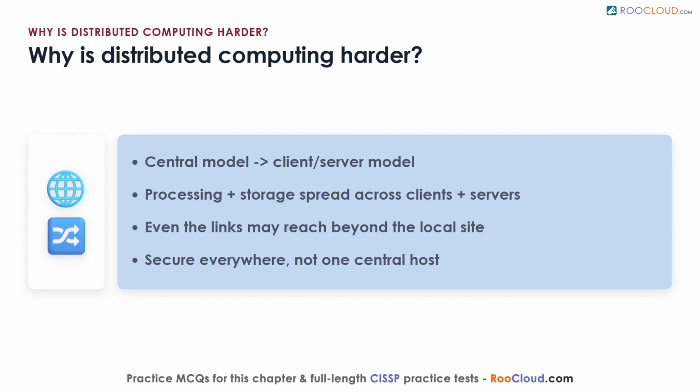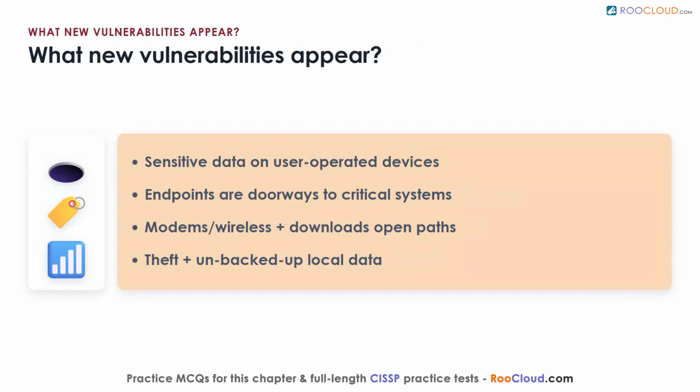What new vulnerabilities does a distributed environment introduce? Ones that a single central system never faced. Desktops and laptops hold sensitive data, yet are operated by users who may lack security awareness, so the architecture has to compensate. Those same machines are doorways to critical systems, and if misused or compromised, they become threats themselves.